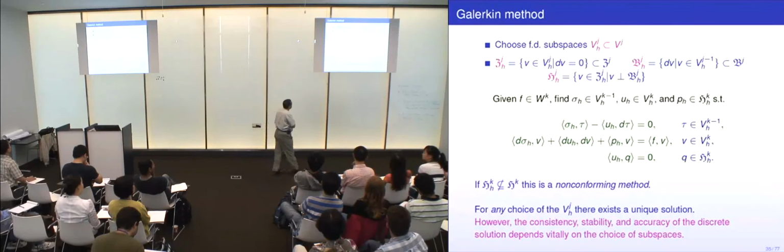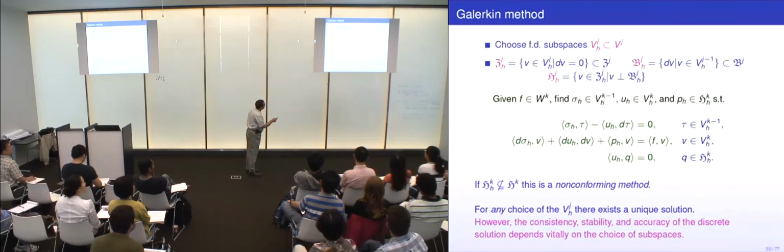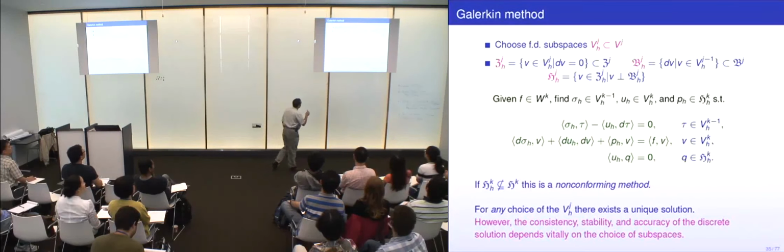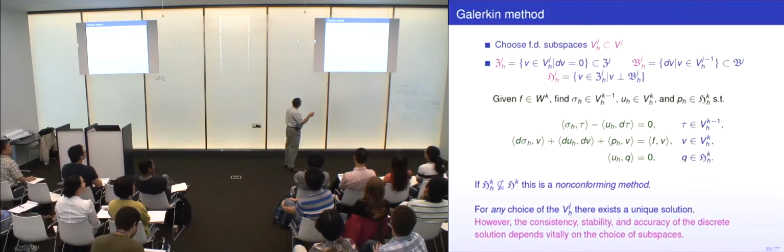In many cases, there are no harmonic forms, so HH is 0. And if also HKH is 0, then those terms are out, and this is just a standard conforming, this is what is called a conforming Galerkin method, because the subspaces VK minus 1H and VKH are contained in the VJs, in the true VK minus 1 and VK.